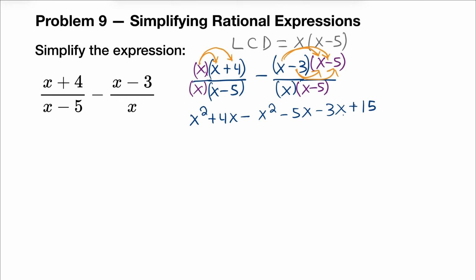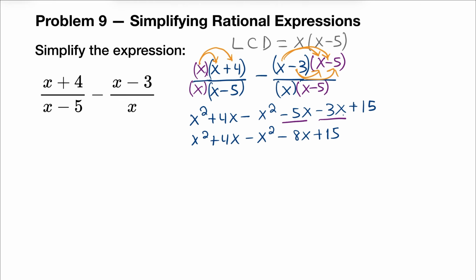Okay, so what I want you to see here is to the right, we have to combine some like terms. Take a look at negative 5x, negative 3x. Let's rewrite everything. We have x squared plus 4x minus x squared minus 8x plus 15. All right, so this is where you have to be very careful. We have to expand the numerator very carefully.